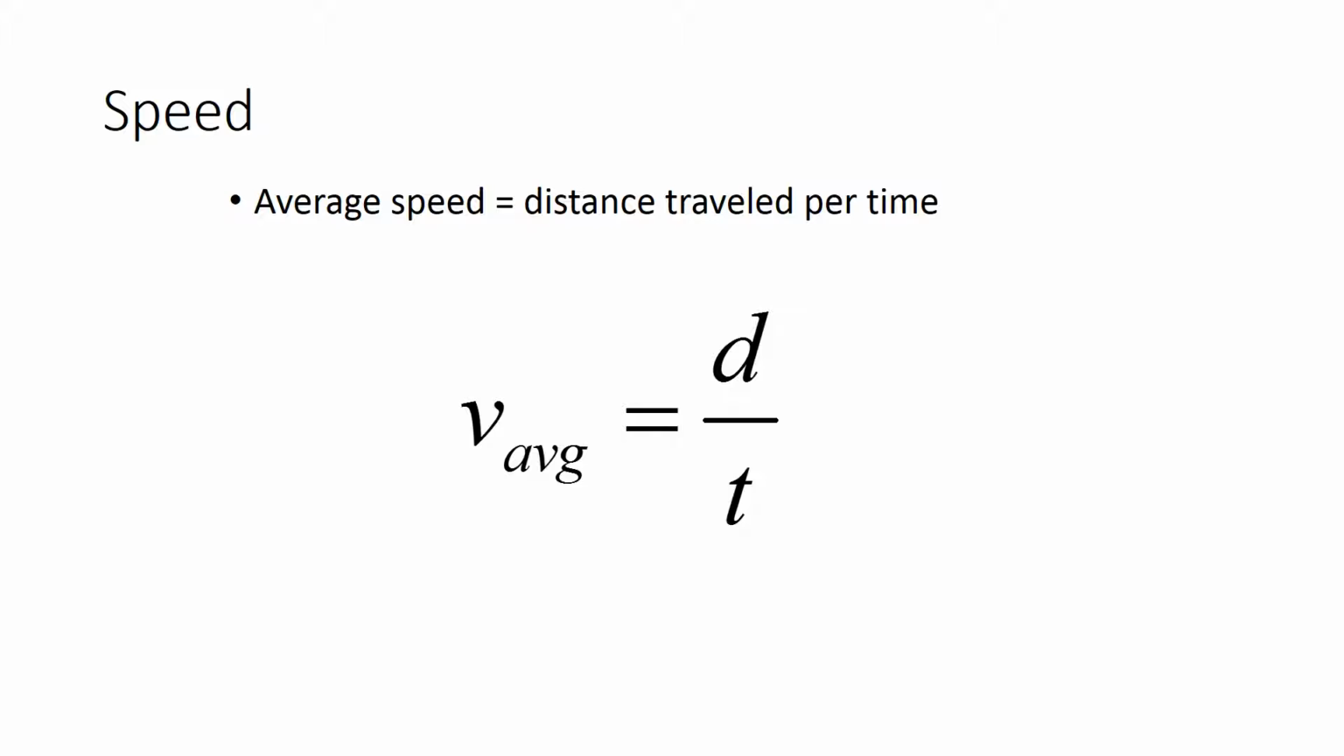Speed, specifically average speed, is distance traveled per unit time. And you're familiar with this. You see this on signs by the side of the road all the time. You're going 50 miles per hour. So your maximum allowed speed would be 50 miles per hour. The amount of distance that you travel divided by the time that you travel it is your average speed. So if it takes you 2 hours to go 30 miles, you're going 15 miles an hour.